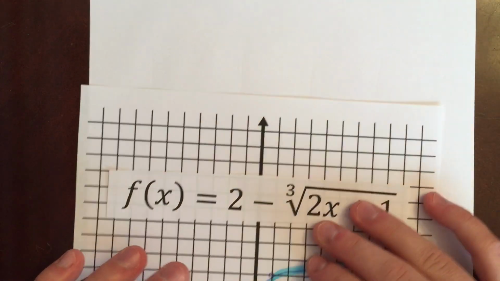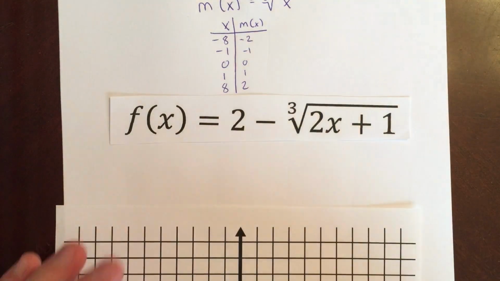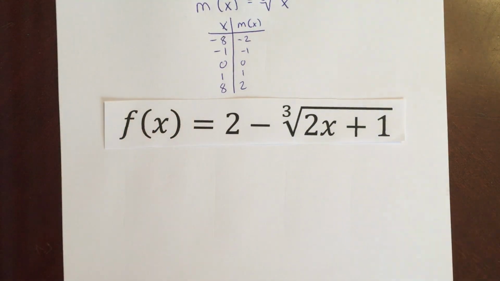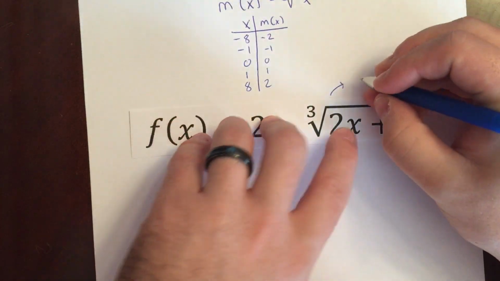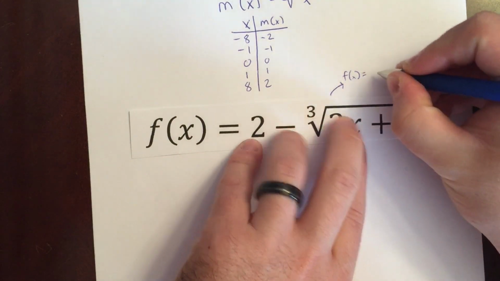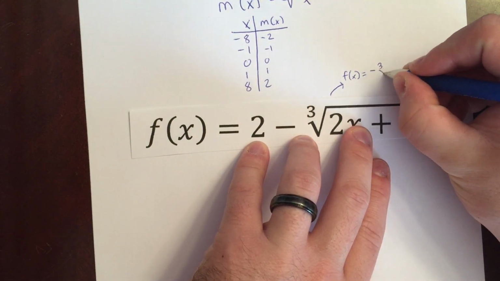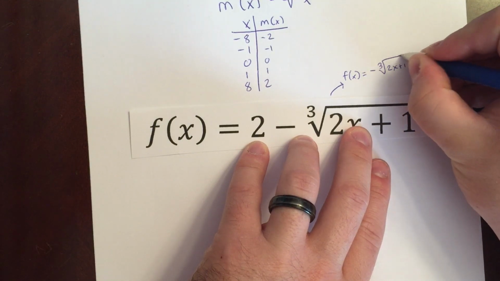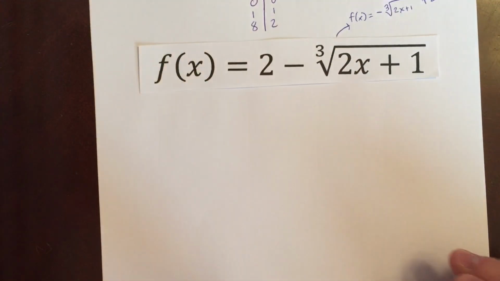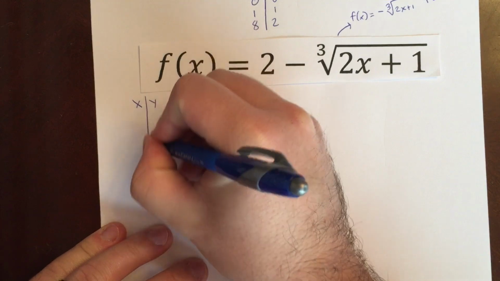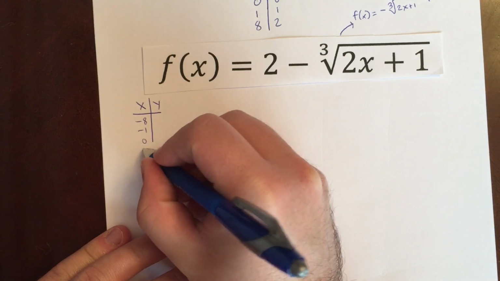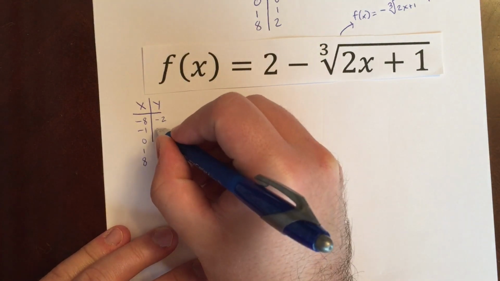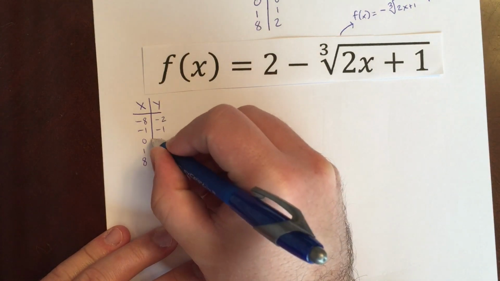We're going to do this, and we're going to look at the tables, and then we're going to look at the geometric transformation. Okay, I'm going to rewrite this, though, in an equivalent form, maybe to make it a little bit clearer. This is f of x equals negative cube root of 2x plus 1 plus 2. Okay, so when we actually graph this, first we've got to start off with the original table, which is x: negative 8, negative 1, 0, 1, 8; y: negative 2, negative 1, 0, 1, 2.